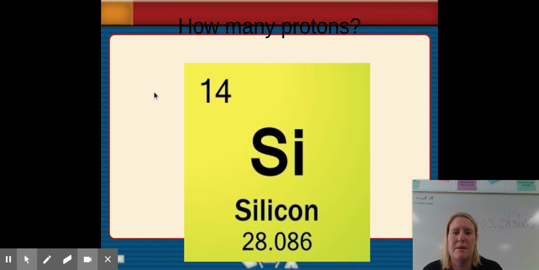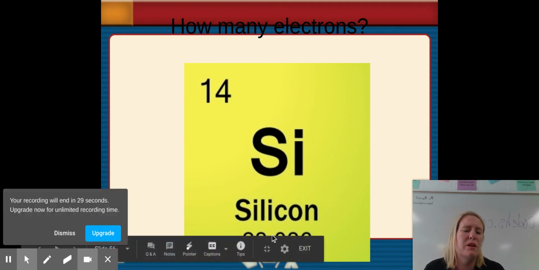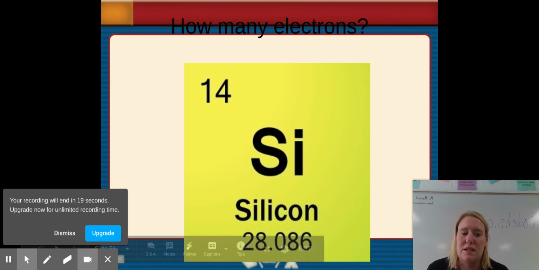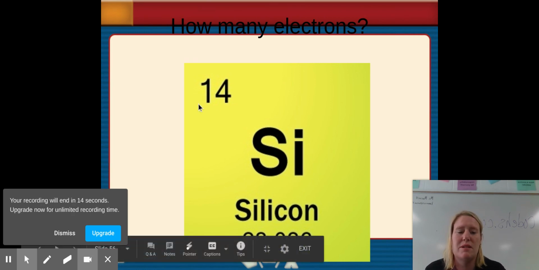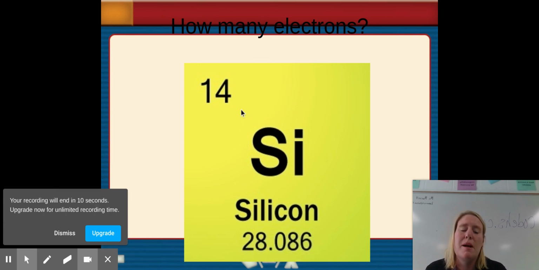Let's look at one more example. How many protons? We look at the atomic number. There are 14. How many electrons? Again, we look at 14. Then we're going to round the atomic weight, the mass of it. So it weighs about 28. 28 minus 14 is what? It's 14. So it has 14 protons, which we get from the atomic number, and 14 electrons, which we also get from the atomic number. But then how many neutrons? We subtract the atomic number from the mass number, and we still get 14.